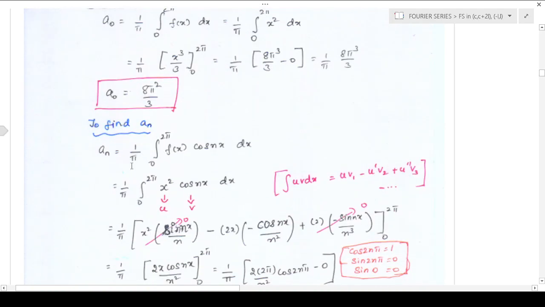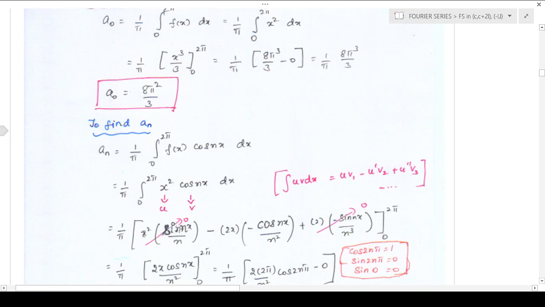Then your an is 1 by pi, integral 0 to 2 pi, f of x cos nx dx. So, what is your u? What is your v? U is the algebraic function. So it is x square, and v is cos nx. See, u v1, u dash v2, u double dash v3, and so on, with alternating plus or minus signs.